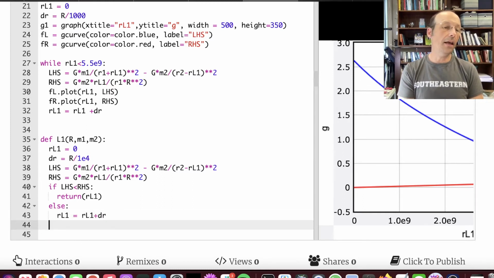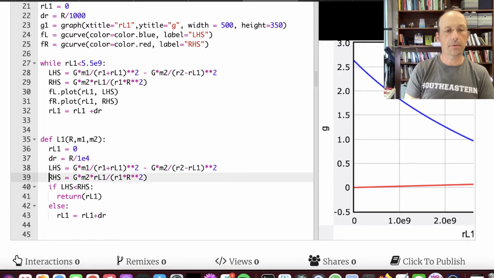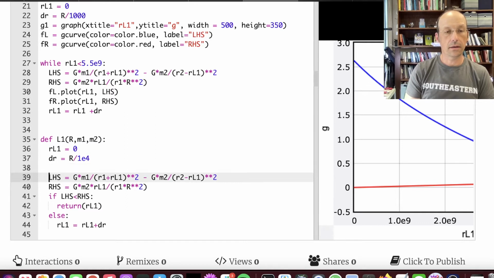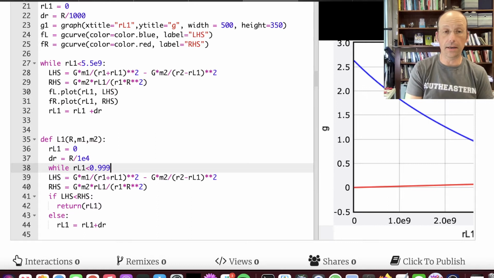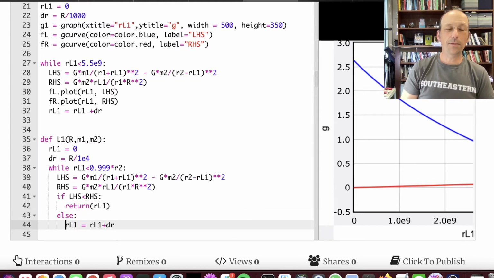Okay, and then let's say I never get a function. Oh wait, I missed a step. Okay. While RL1 is less than, let's put 0.999 times R2, then do this following stuff. I'm not plotting it, so it doesn't really matter how big it gets. So calculate the left-hand side, calculate the right-hand side, see if it's greater. If it's not, increase. But if it is, it should return.